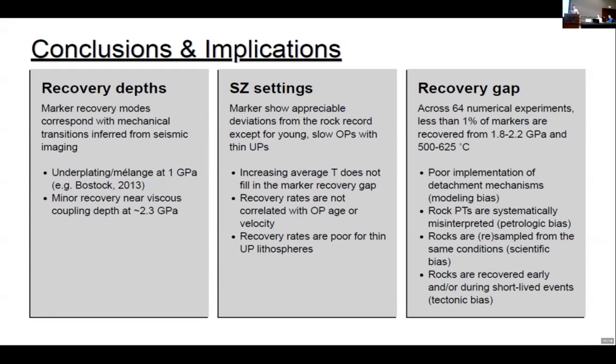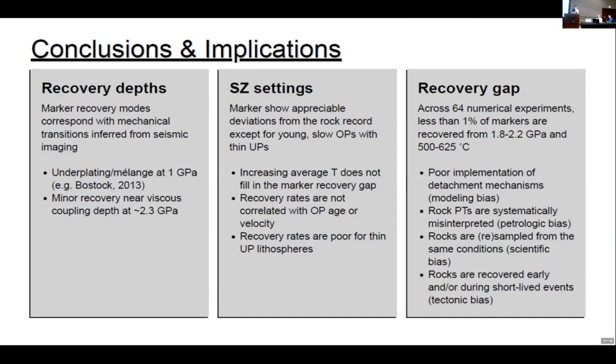Or that would be the case if increasing average temperatures of markers filled in the gap. But we know from the distributions that simply increasing the average temperature of markers does not fill in this marker recovery gap. Also, recovery rates do not correlate with age or velocity, and recovery rates are also poor for thinner upper plates. So all of those points contradict this notion that rocks are recovered preferentially from warm settings.